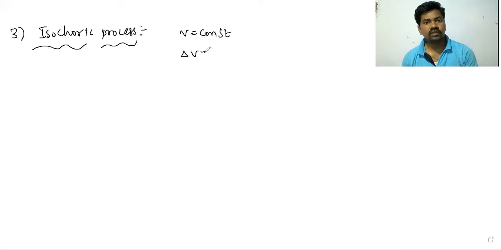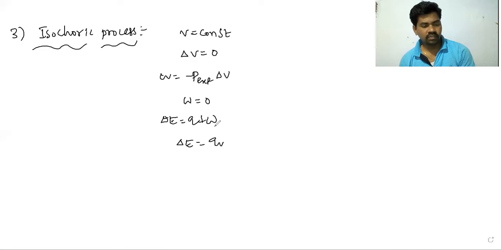So delta V is equal to 0. If V is constant, then the change in volume delta V is equal to 0. So W is equal to minus P external into delta V. So W is equal to what? 0, because volume is constant. Delta V is equal to 0, then W is equal to 0. So delta E is equal to Q plus W. So delta E is equal to QV, because it is heat at constant volume.